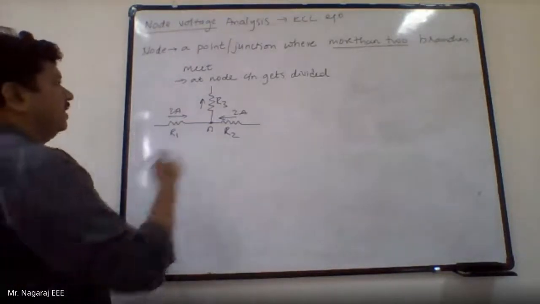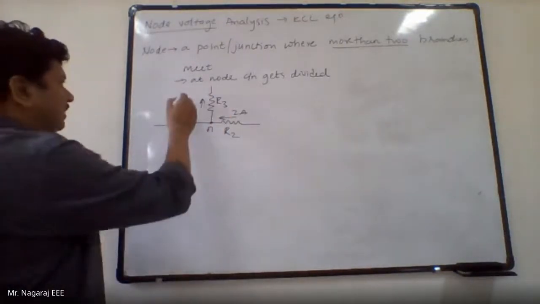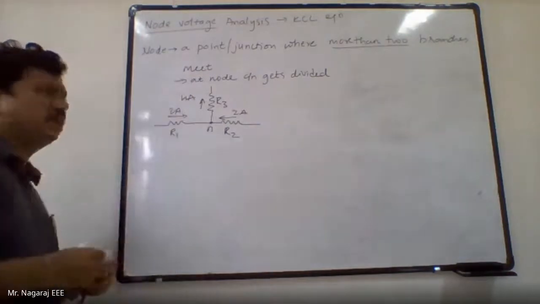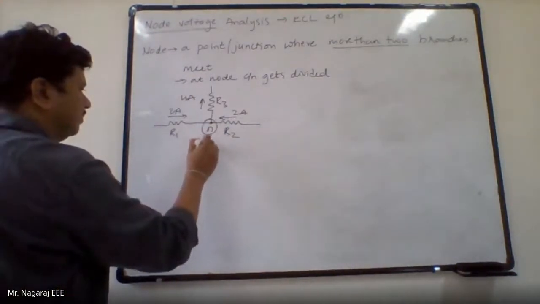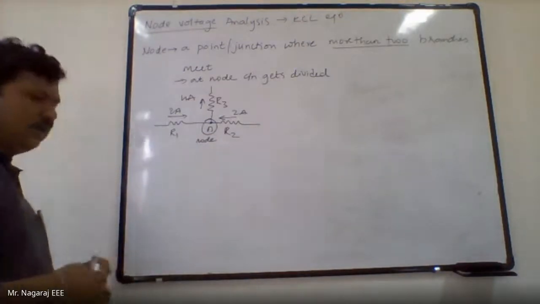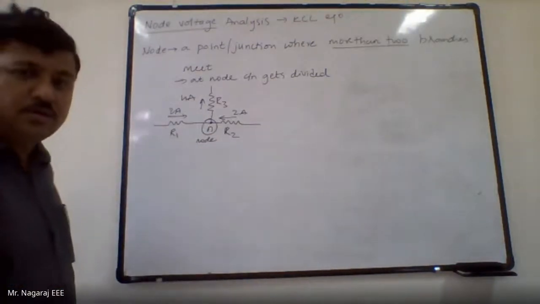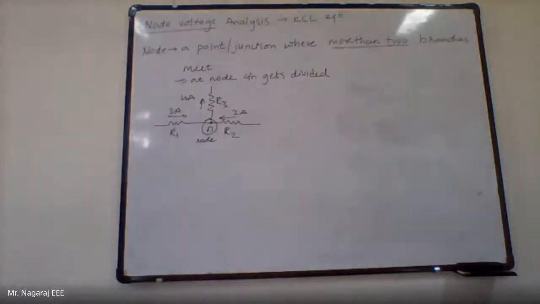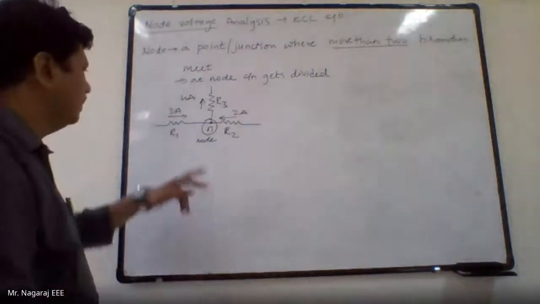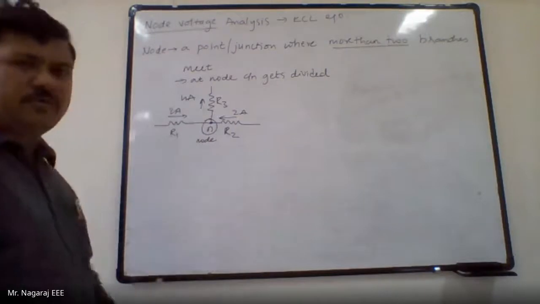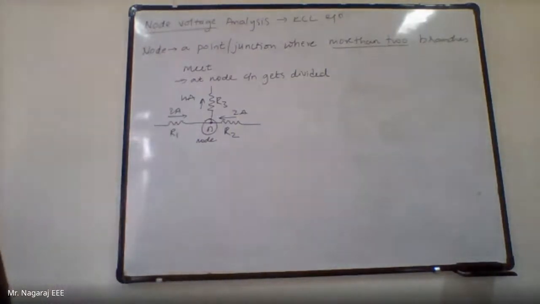So therefore, the current gets divided here. So here it will be 4 amperes. The current is 4 amperes. Now this is called a node. The point or the junction where more than 2 branches meet, any number of branches but more than 2. Only 2 will not work, so that cannot be a node. If there is any point where more than 2 branches meet in a circuit, we call it a node.